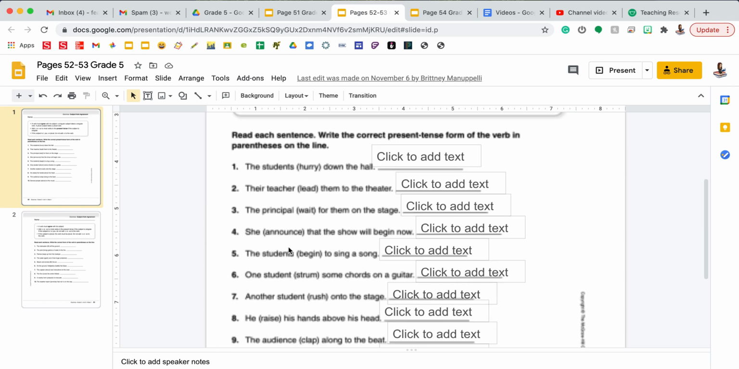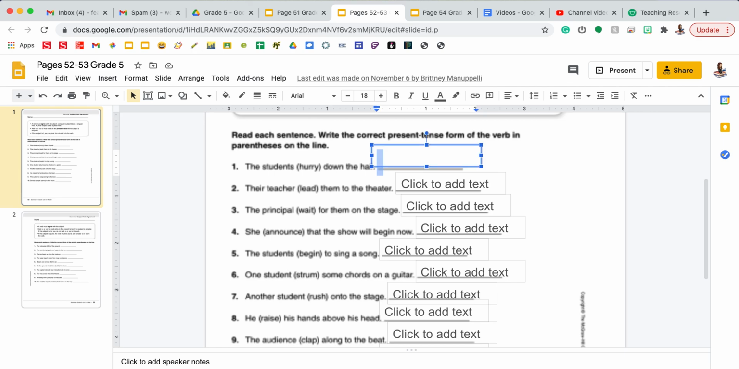The directions on this page state to read each sentence and write the correct present tense form of the verb in parentheses on the line. Number 1 says, the students hurry down the hall. Since students is plural, I do not add an s to the end of hurry. So I leave that verb as is. The students hurry down the hall.